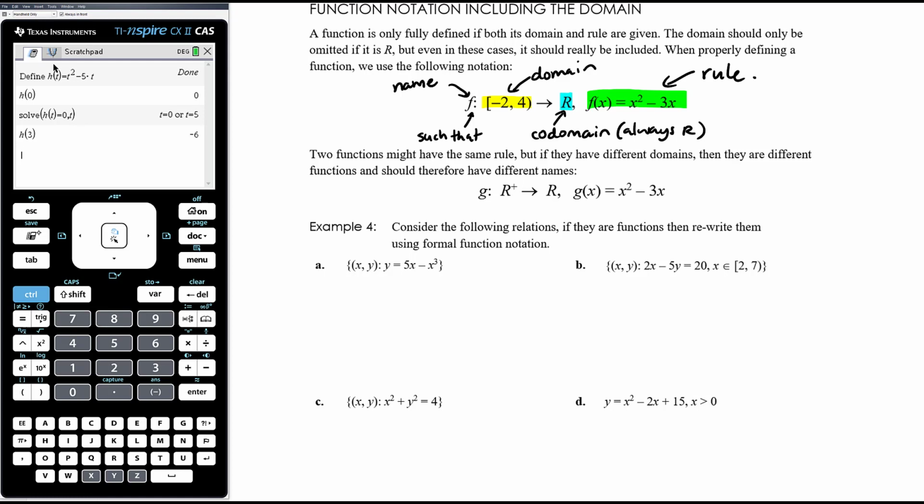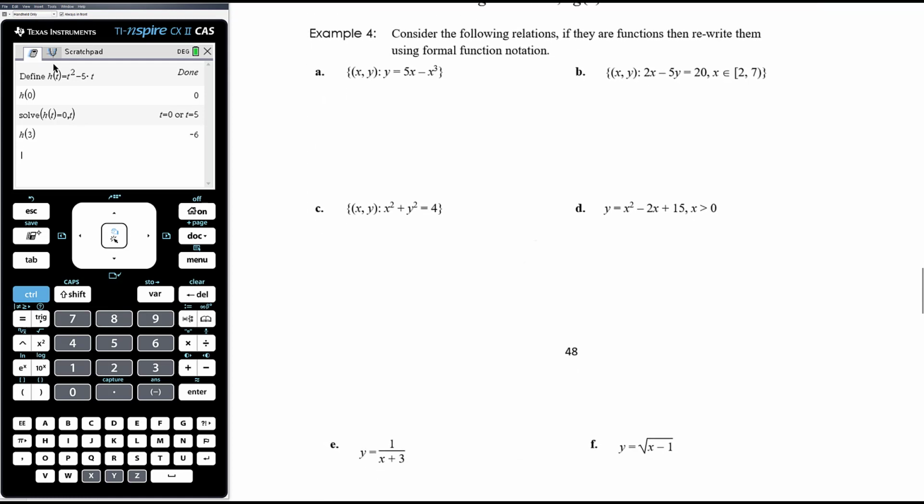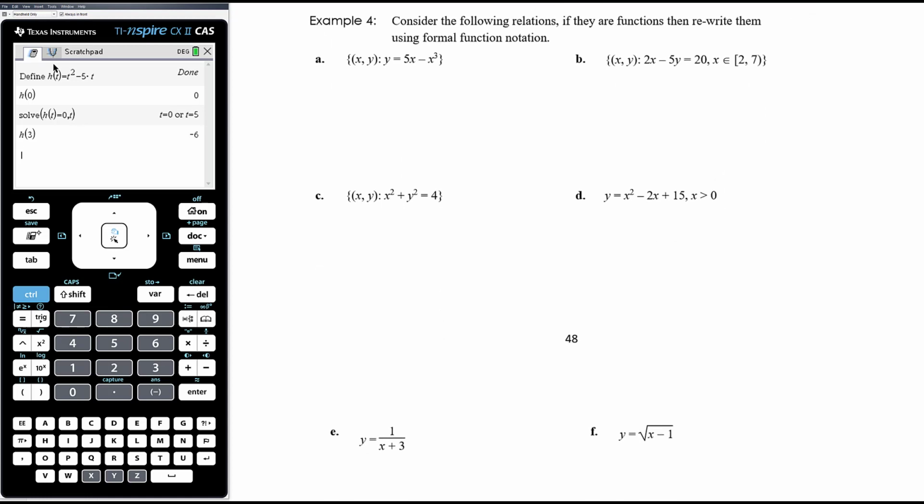Okay, let's consider the following relations, and if they are functions, then we rewrite them using formal function notation. Now, we can only use function notation if something's a function. So if it's not a function at all, we can't write it using this notation. We can't use f of x, g of x, whatever, if it's not a function. Okay, so here we've got a series of relations. So the first relation is a set of coordinates such that y is equal to 5x minus x cubed. So that's a cubic function.